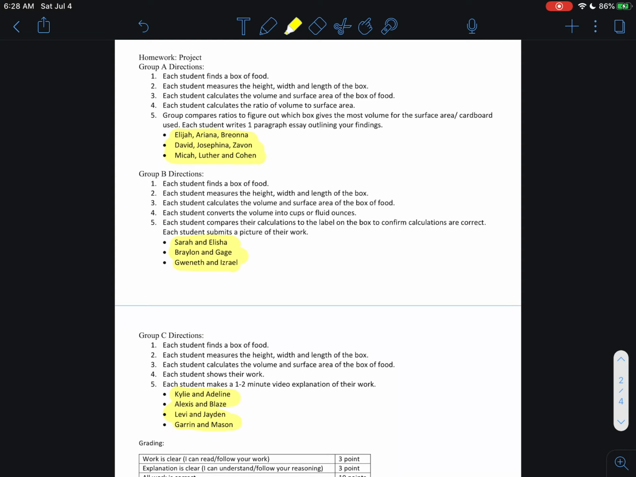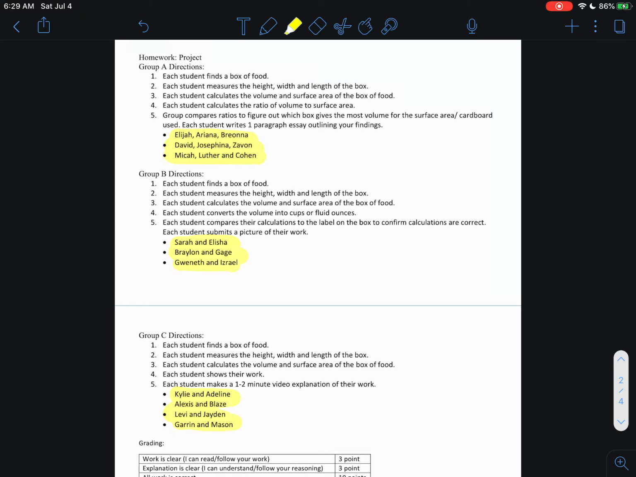And so step 4 is to calculate whatever it is that you need to calculate. So the directions are a little bit different for each group, and then direction 5 says how you're going to present your findings. And so you're either calculating the ratio of volume to surface area, or you're converting your volume into cups or fluid ounces, or you're giving me an explanation of your work.